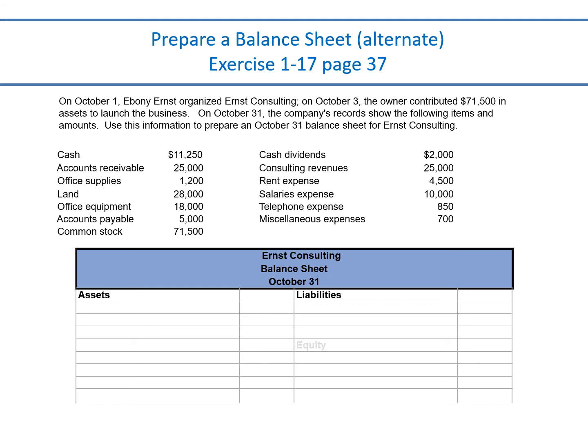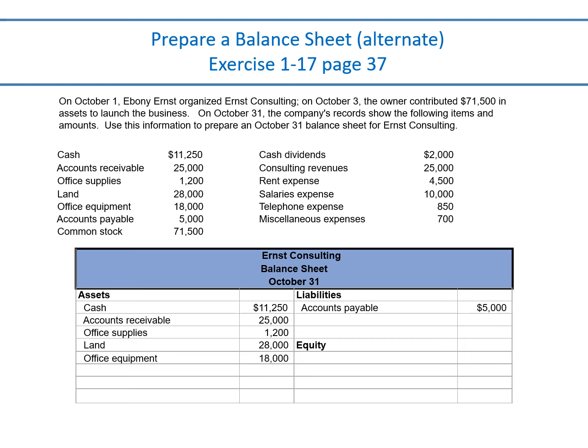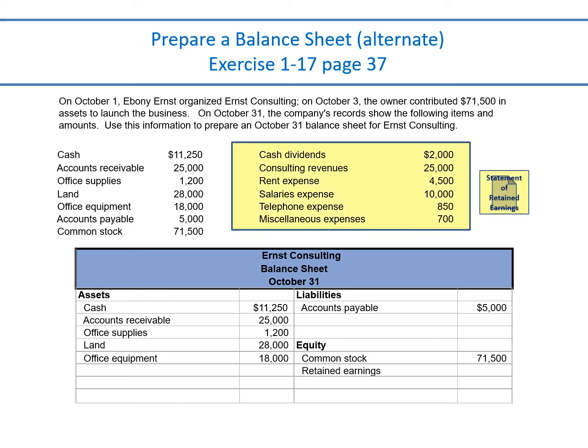Okay, so again, your assets belong on your left side of your balance sheet, your liabilities and your equity on the right side. You go through all of your accounts and figure out what belongs, what doesn't. So cash, accounts receivable, office supplies, land, and office equipment are all asset accounts. Accounts payable is a liability. Common stock is an equity account. And then we pull our retained earnings from the statement of retained earnings that you prepared, which is the sum of all of those accounts that are in yellow.